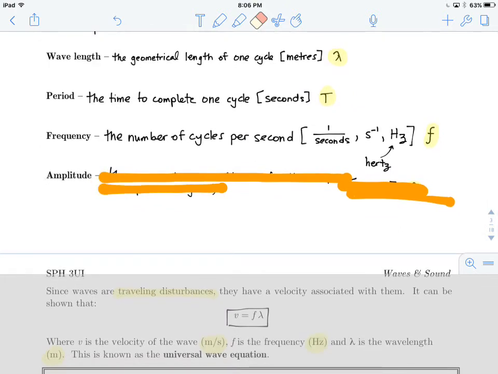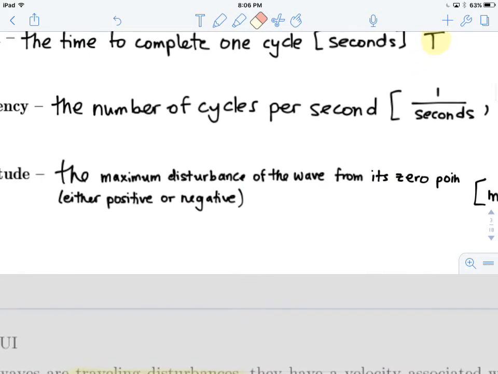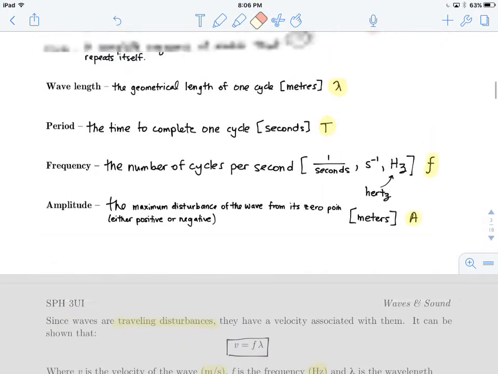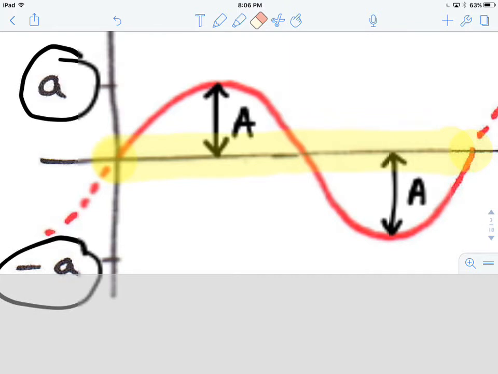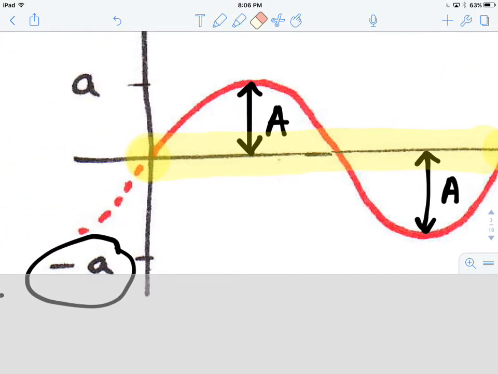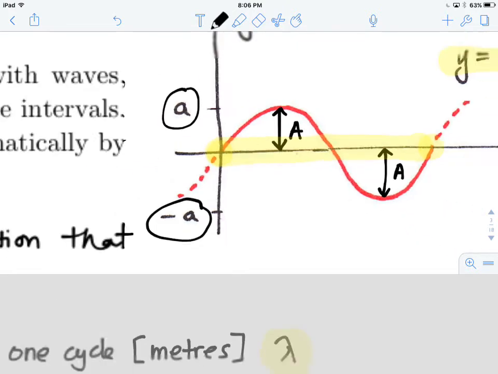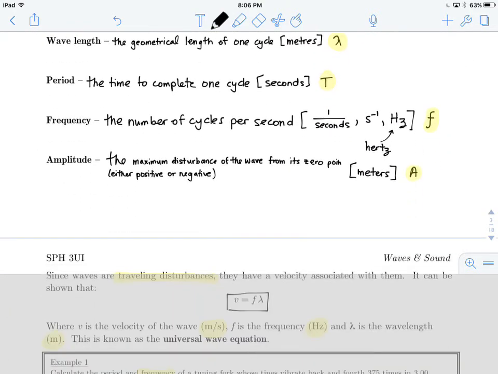The last thing that we want to talk about is amplitude. The amplitude is the maximum disturbance of the wave from its zero point. You can see here, the wave's zero point is, of course, the x-axis. The maximum disturbance would be A, but the minimum disturbance is also the amplitude, and that's implied by our units on the axes. The amplitude is simply this distance. We measure it in meters, and it's given the symbol A.